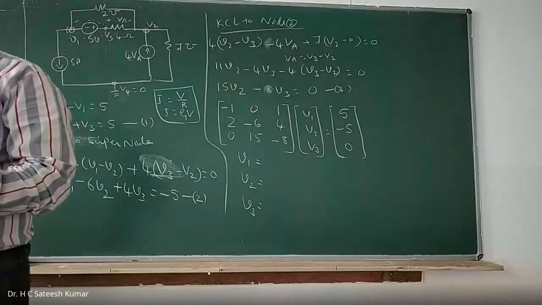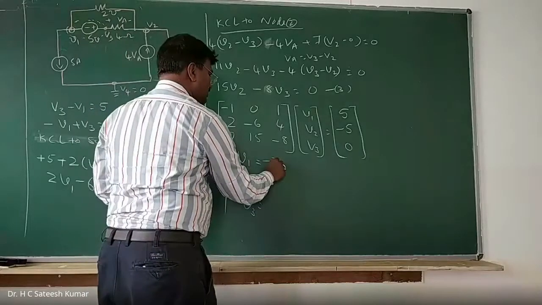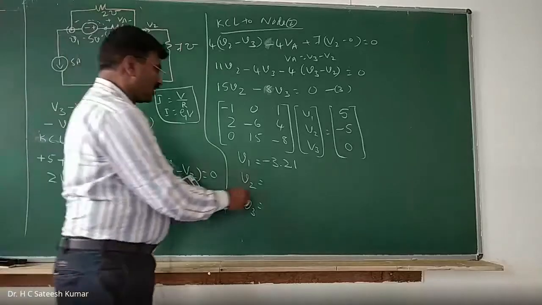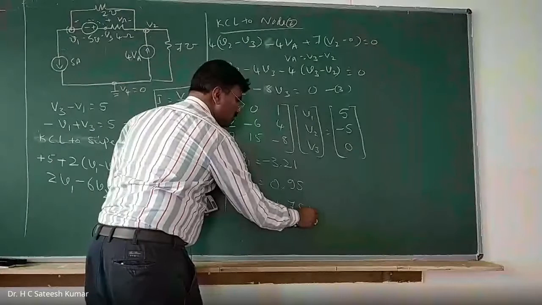V1 is -3.21. Yes, sir. How much is V1? V1 is minus 3.21, V2 is 0.95, V3 is 1.78 volts. Okay, right.